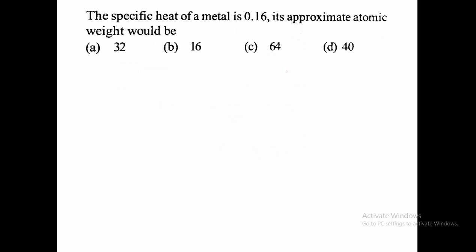The next question is, the specific heat of a metal is 0.16. Its approximate atomic weight would be? The specific heat of a metal is 0.16, so what would its atomic weight be? Here, approximate atomic weight is equal to 6.4 divided by specific heat, we say. Okay, this is the formula.